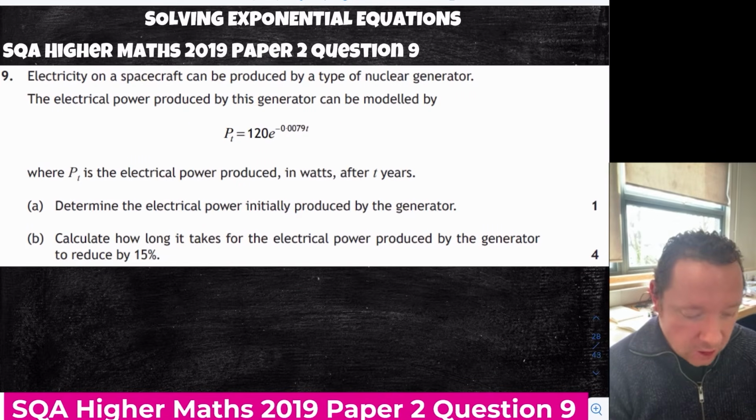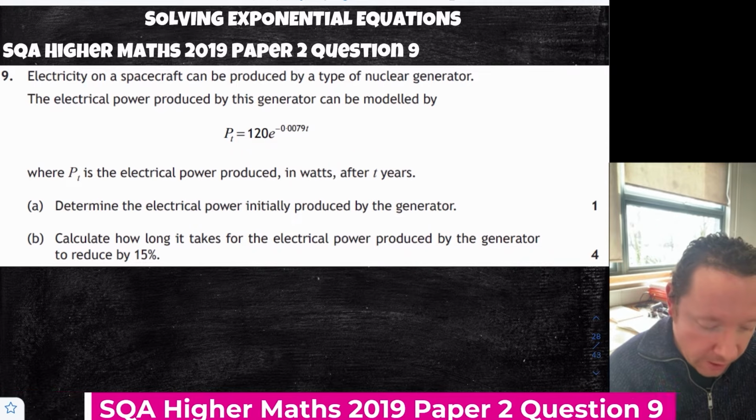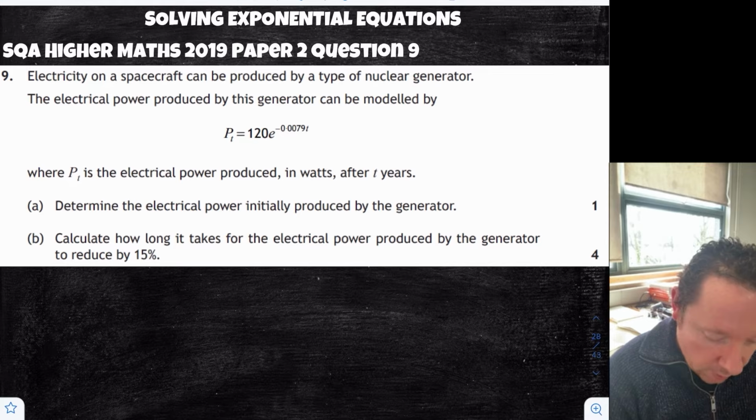Solving exponential equations, SQA Higher Maths 2019, Paper 2, Question 9. Electricity on a spacecraft can be produced by a type of nuclear reactor. The electrical power produced by a generator is P(t) equals 120e to the minus 0.0079t. Don't be put off by this t, it's just part of a symbol to tell you that P is a function of time. Where P(t) is the electrical power in watts after t years. Determine the electrical power, keyword, initially produced by the generator.